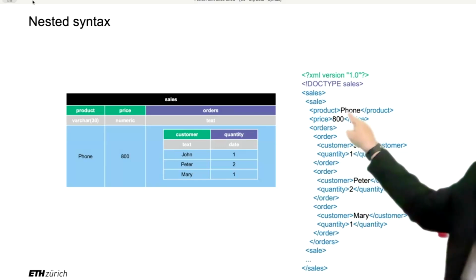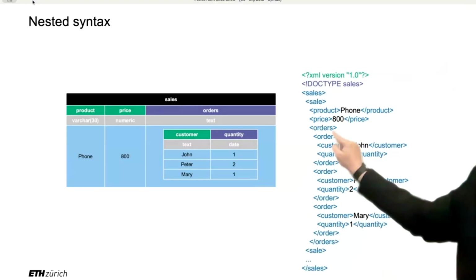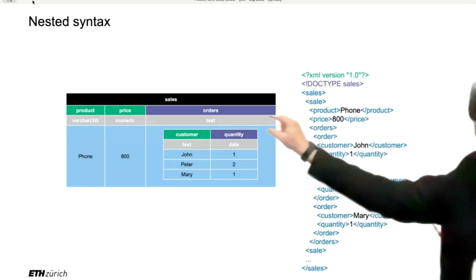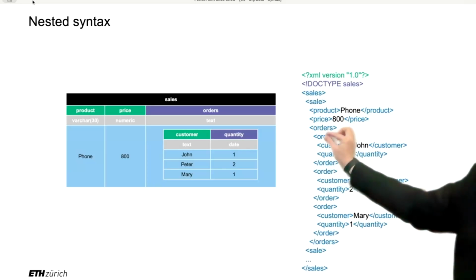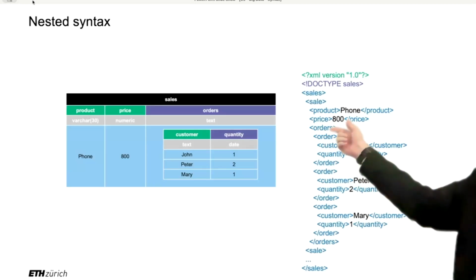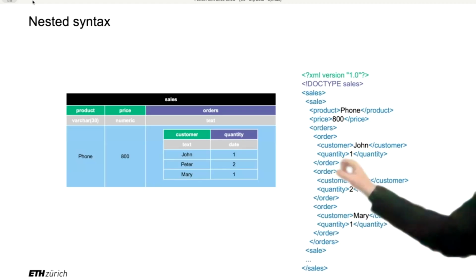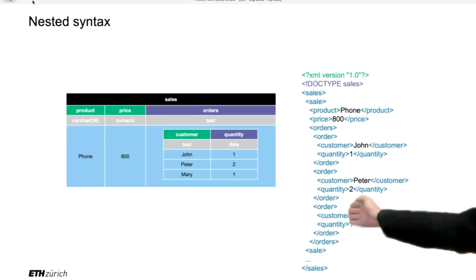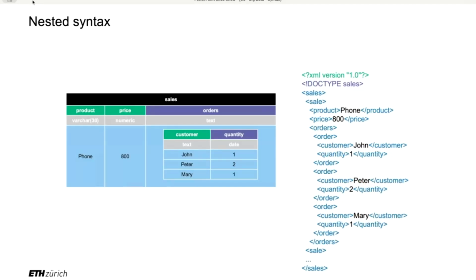Product and price are the easy ones: product phone, price 800, it's right here. And then we have orders, which correspond to this column. And then we nest. We have the same convention, plural form, singular: inside orders, you have order, order, order, just like in the British Parliament. So you have all of these nested elements, customer, quantity, and so on. And again, you can define a schema and enforce the types right here with a schema that we will see in 2 weeks.